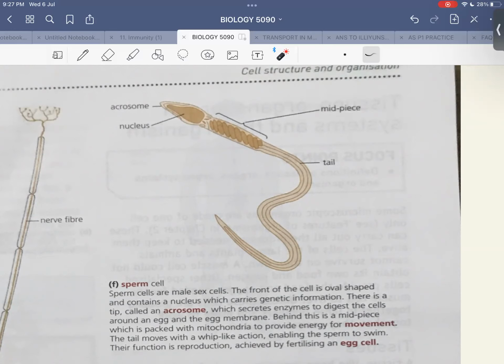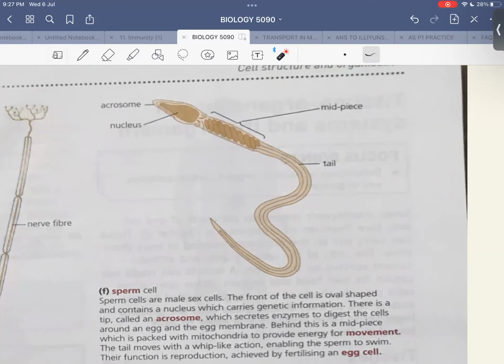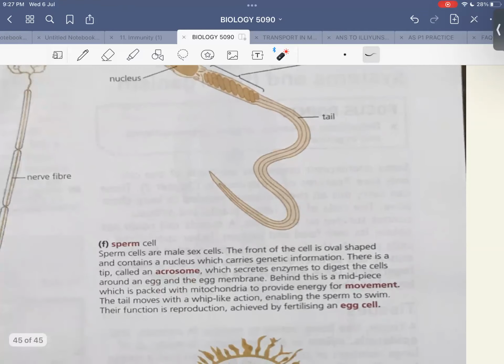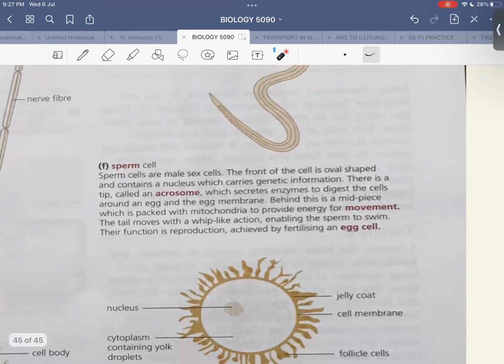So they are male sex cells. The front of the cell is oval shaped. It contains a nucleus, you can see, which carries genetic information. And it has a middle piece, and it has a tail for movement because it has to move inside the body of the female so that it can fuse with the egg or the ovum.